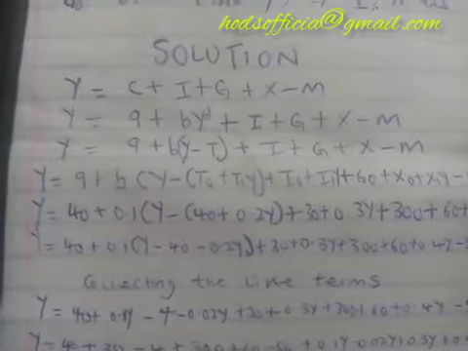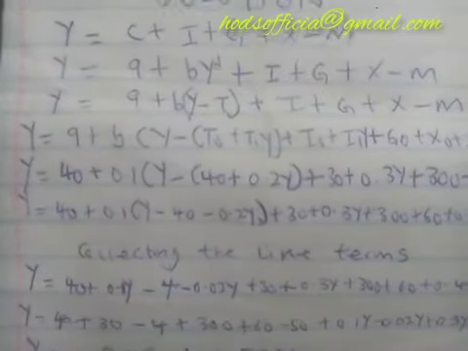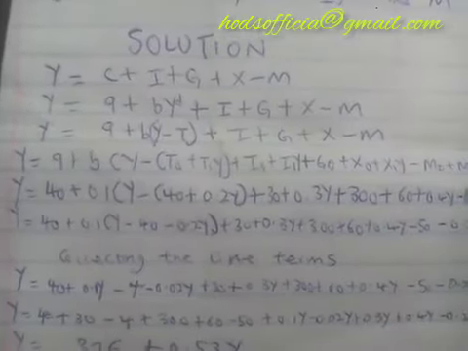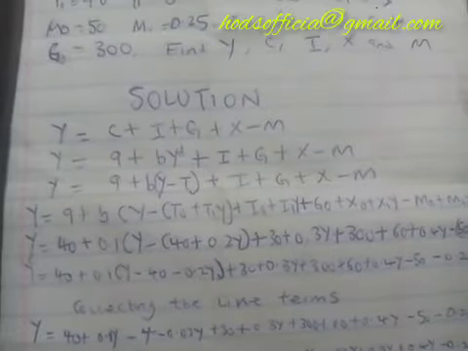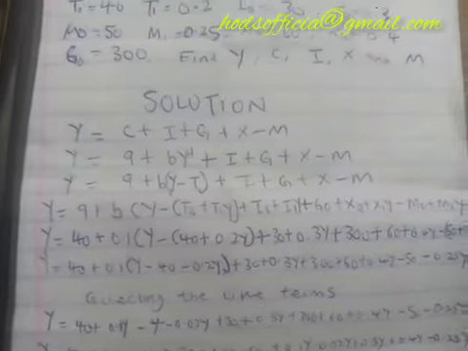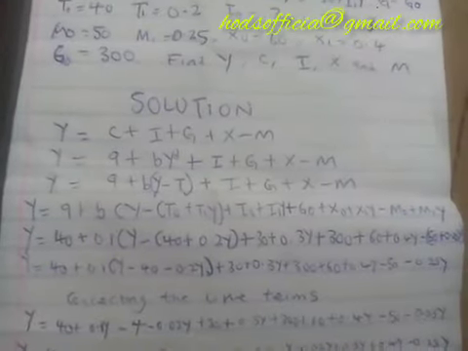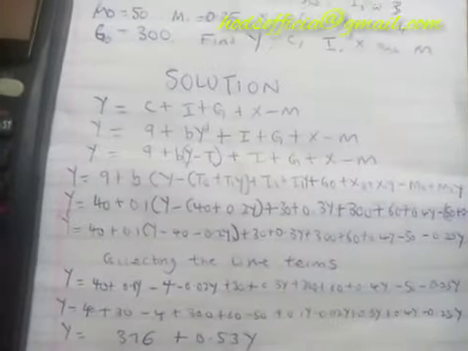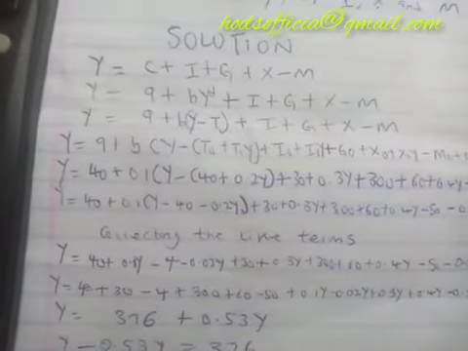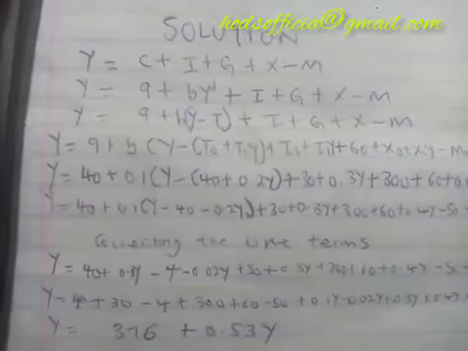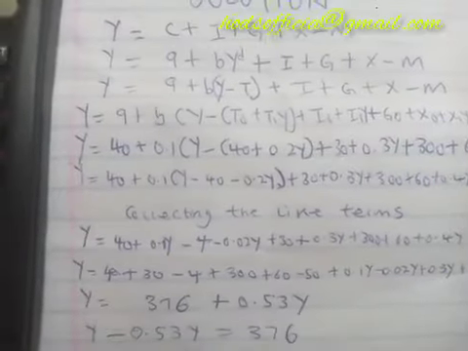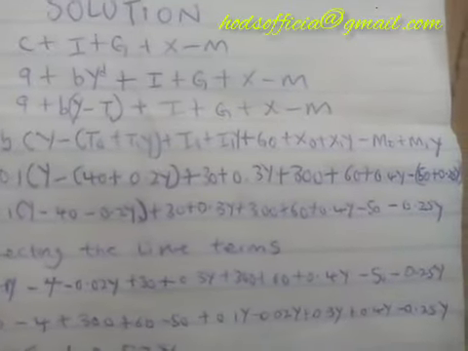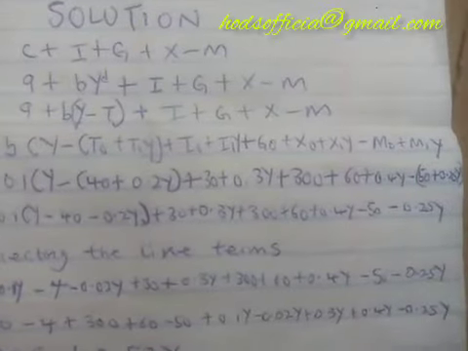Our A is 40, plus 0.1 times Y minus 40, our T0 is 40, our T1 is 0.2Y, our I0 is 30, our I1 is 0.3Y, plus 300. G0 is 300, X0 is 60, X1 is 0.4Y, minus M0 is 50 plus M1 is 0.2Y. So we are going to expand our bracket now. Expanding our bracket, we have 40 plus 0.1Y. Minus times 40 is minus 40. Minus 0.2 is minus 0.2Y, plus 30 plus 0.3Y plus 300 plus 60 plus 0.4Y. Minus times 50 is minus 50, minus 0.2Y.